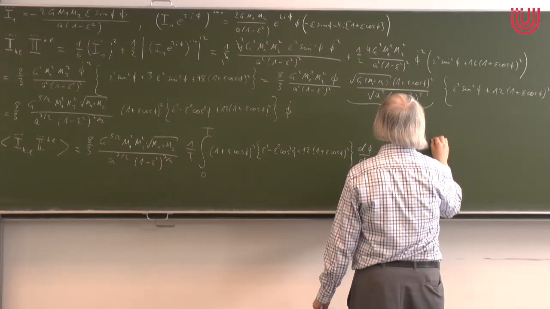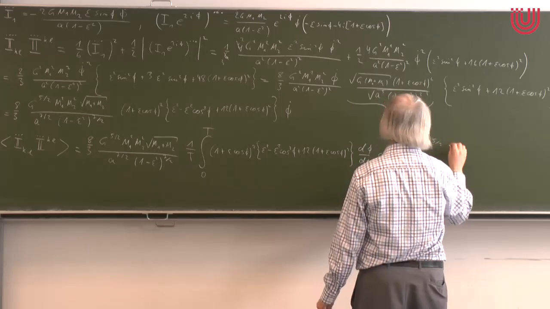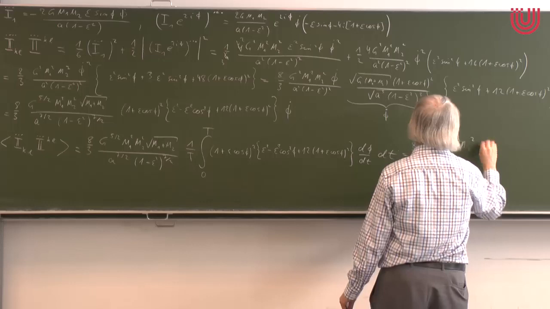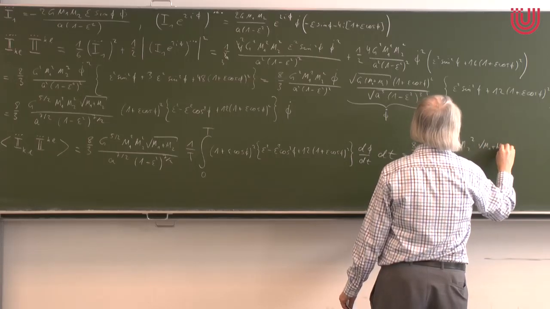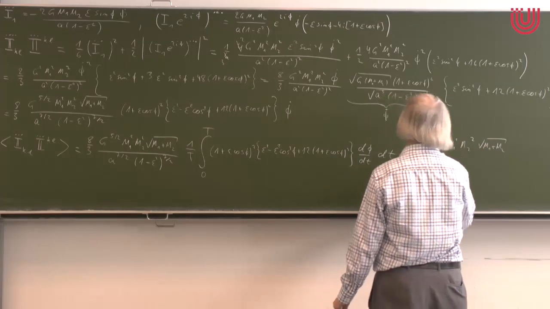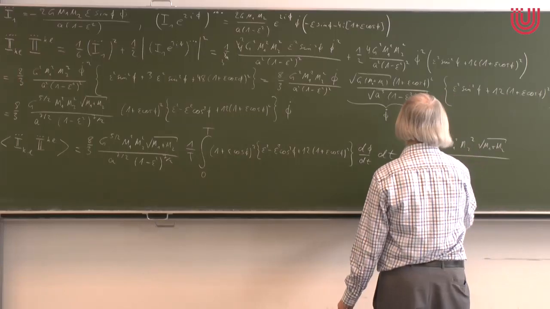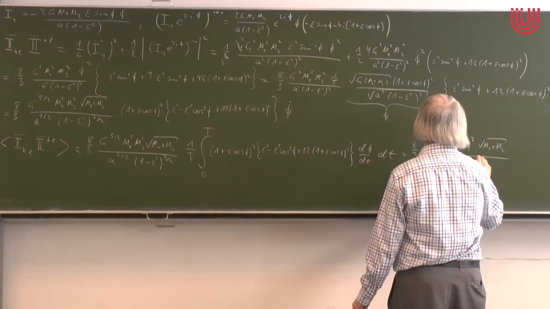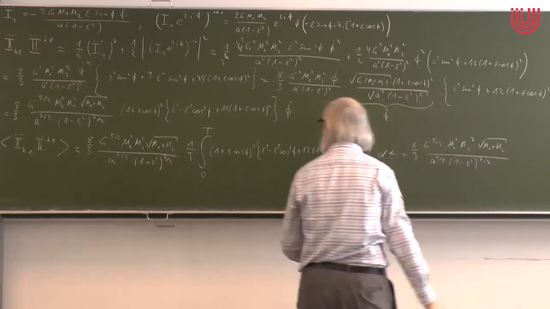8 G phi half, m1 squared m2 squared root m1 plus m2, divided by a to the 7/2, 1 minus epsilon squared to the 7/2.